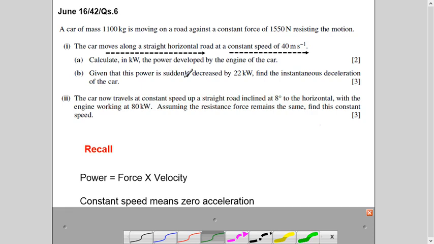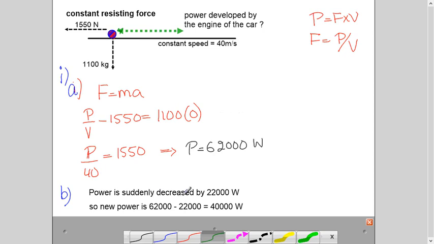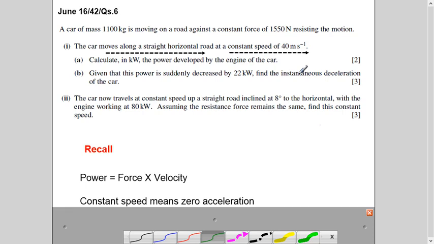So not exactly the real situation, but very close to it. Now power is suddenly decreased, and at that particular instant you have to calculate the deceleration of the car. Power was 62,000 and it was decreased by 22,000, so the new power will be 40,000. And we have to find the instantaneous deceleration of the car.